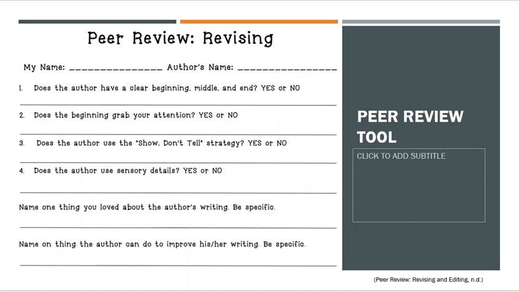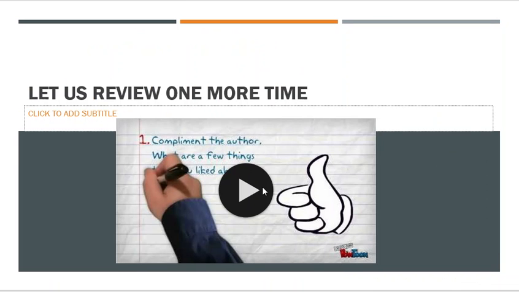Another sample that could help you. The first question, does the author have a clear beginning, middle, and end? Yes or no? Does the beginning grab your attention? Yes or no? Does the author use show, don't tell strategy? Yes or no? Does the author use sensory details? Yes or no? Name one thing you loved about the author's writing. Be specific. And name one thing the author can do to improve his or her writing. Be specific. Let's review one more time with this video.